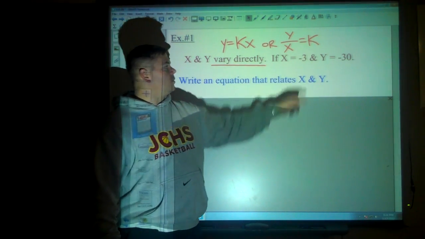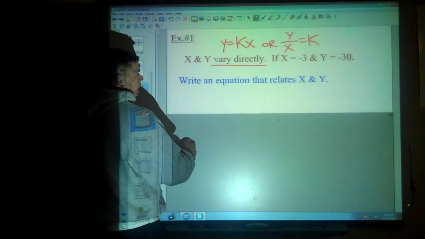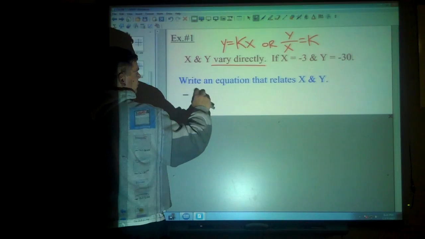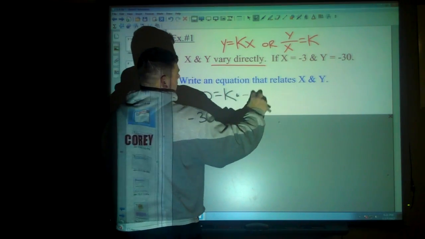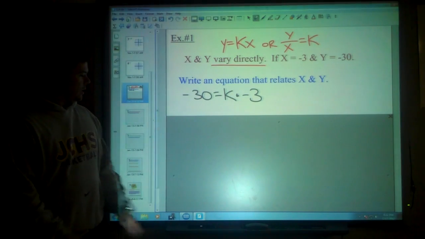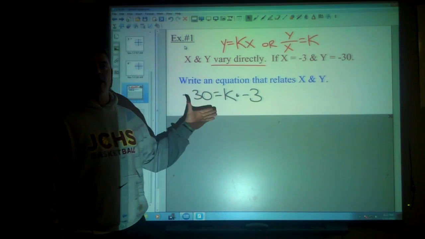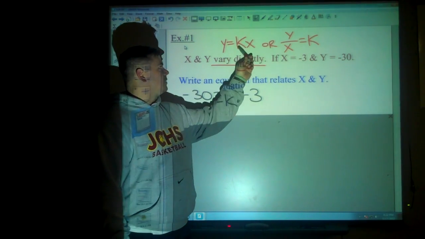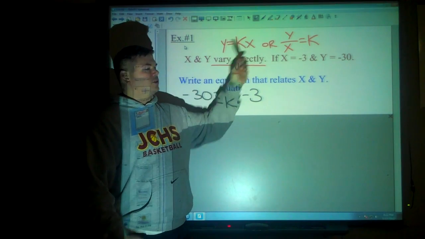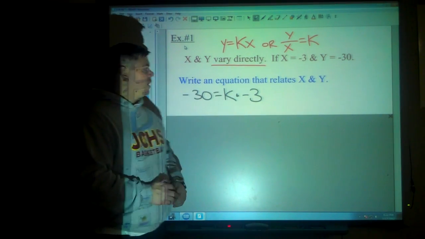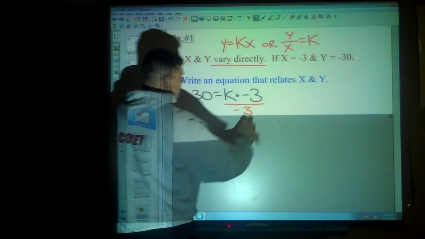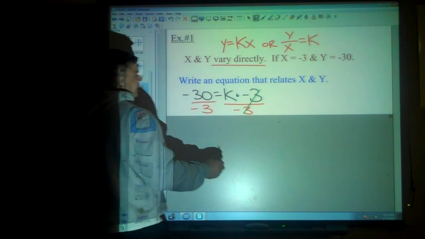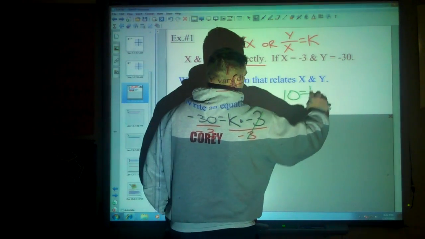Write an equation that relates x and y. Well, if we write an equation that relates x and y, we would say something like y equals kx, so -30 is equal to k times -3. But that's just a start. If you stop here, then you won't have fully written your equation that relates x and y. We need to find what k is. We don't want to have numbers in for y and x when we're writing our equation that relates them. We want to find out what k is, and we divide by -3 to get k alone. Those cancel out. -30 over -3 is 10, so 10 is equal to k.